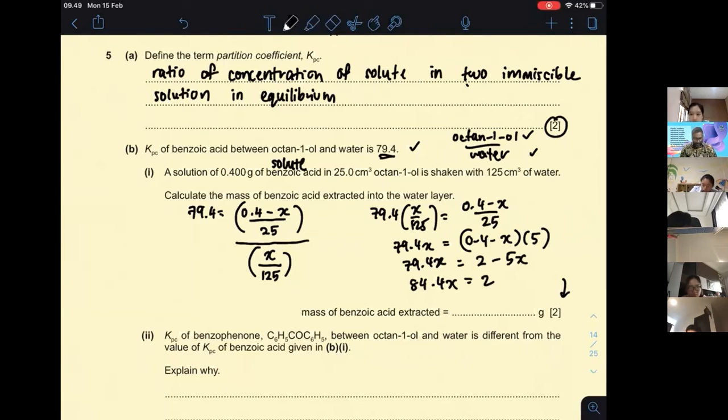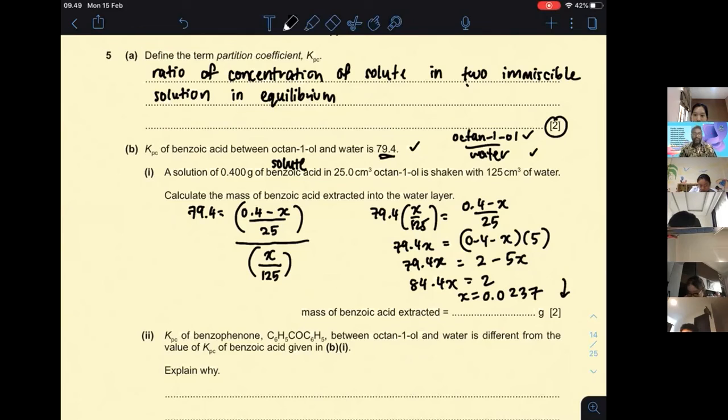So I just need to divide. X is going to be 2 divided by 84.4. My answer X is 0.0237. Let me check the marking key. Yeah, it's correct.